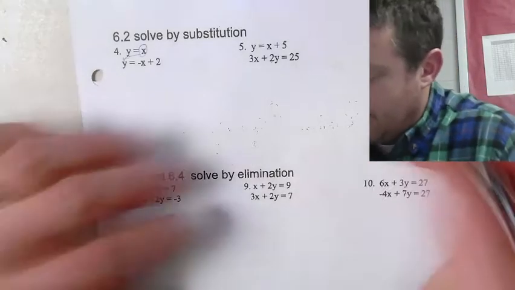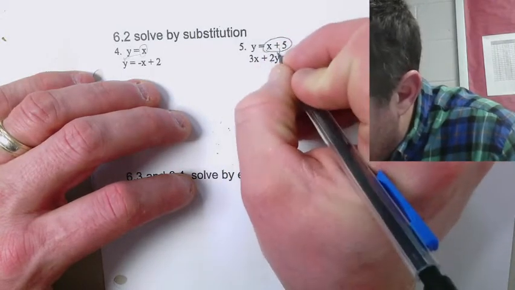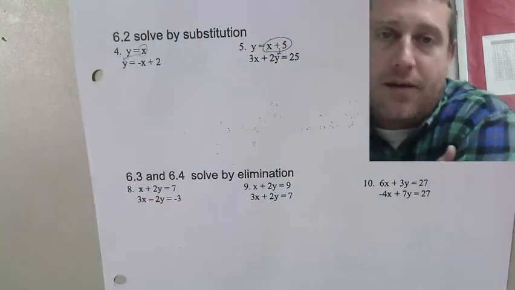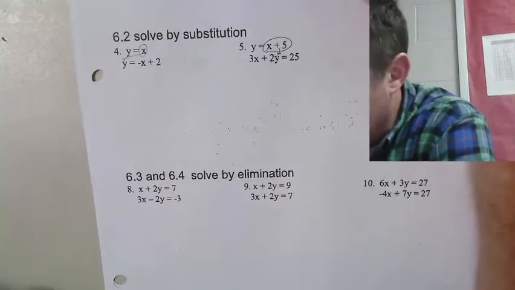In number 5, I'm looking here, I can take this and plug it in for the y value. Don't forget to put your parentheses around that as you plug it in, and then go ahead and solve for both x and y, okay? Number 6 is very similar to number 5, so I'm not going to worry about that.